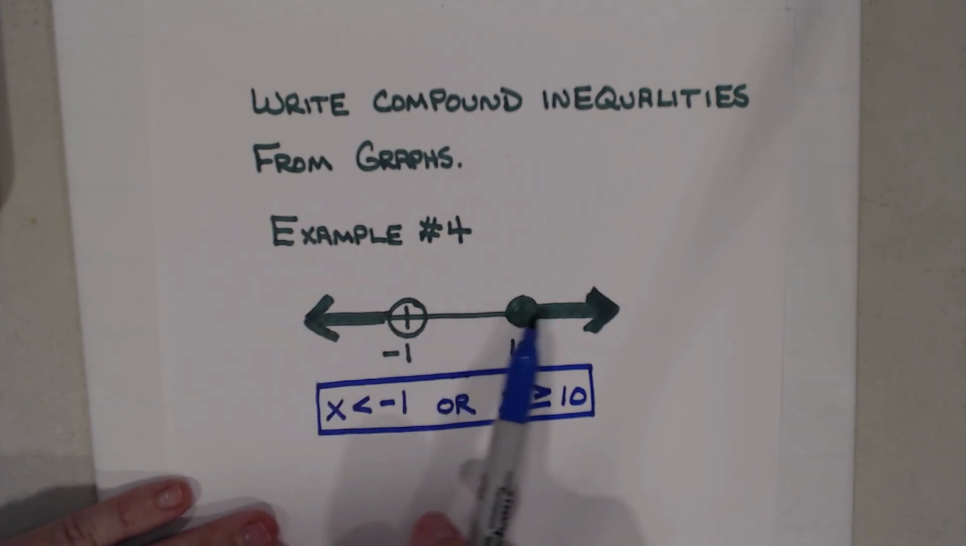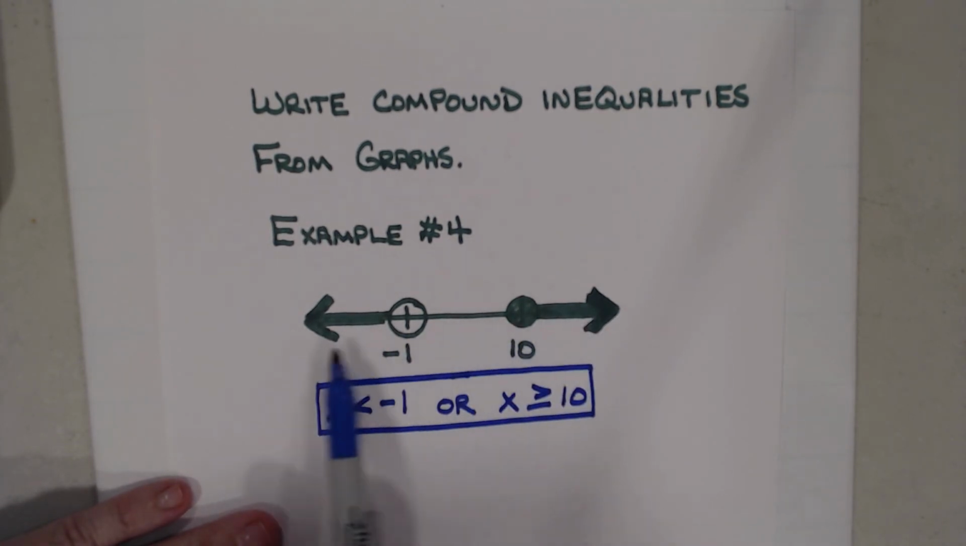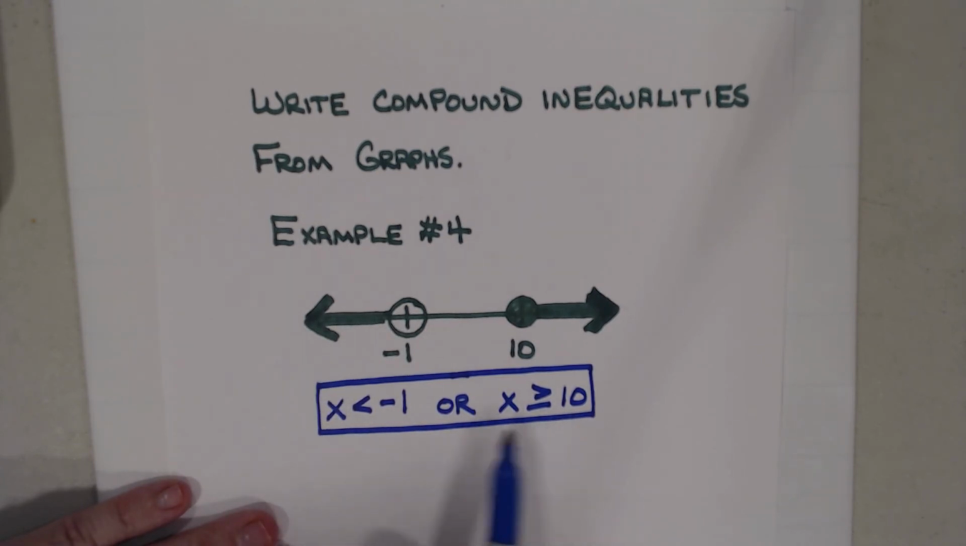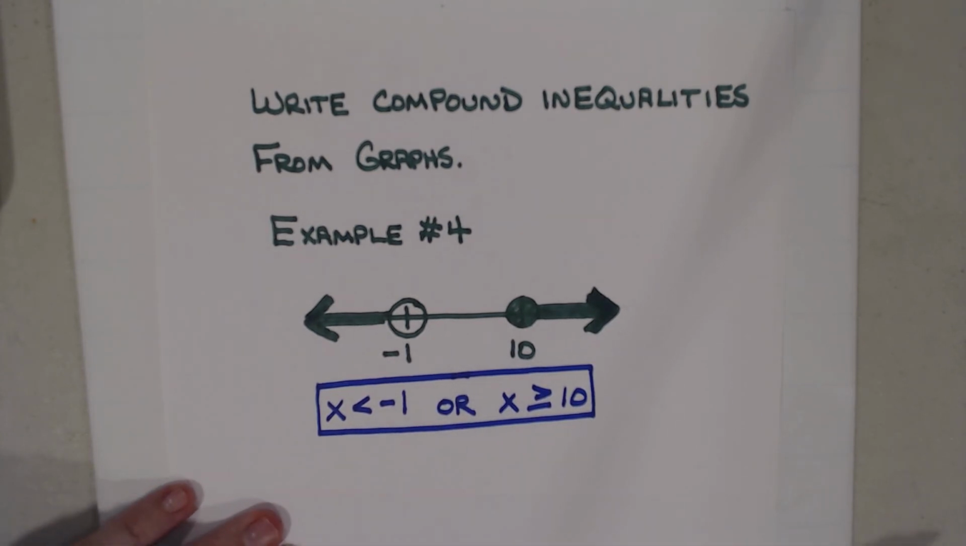So they're going to start giving you pictures or graphs, and you're going to have to translate that graph into symbols. If it's an open circle, remember you use this symbol. If it's a closed circle, you use this symbol right here. If it's shaded to the outside, you're going to use OR. Let's look at one more example.